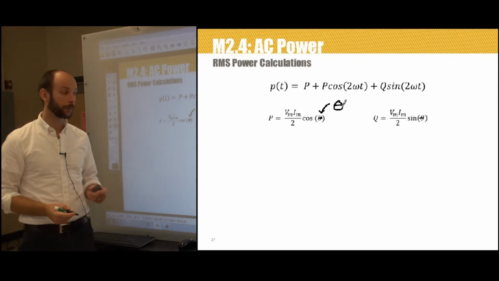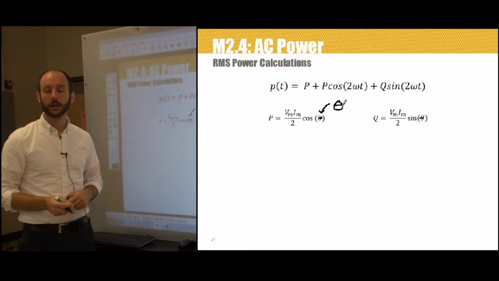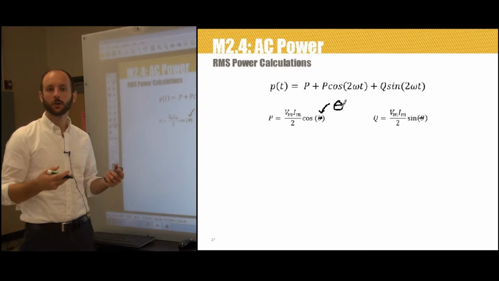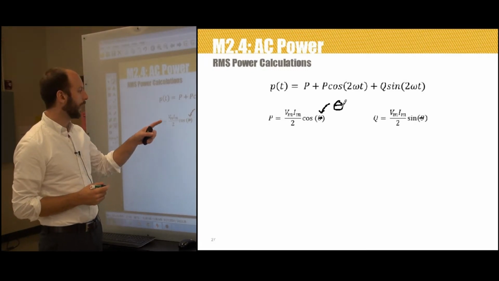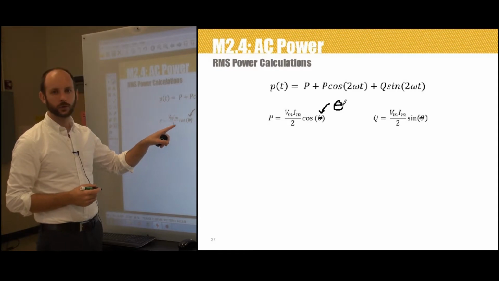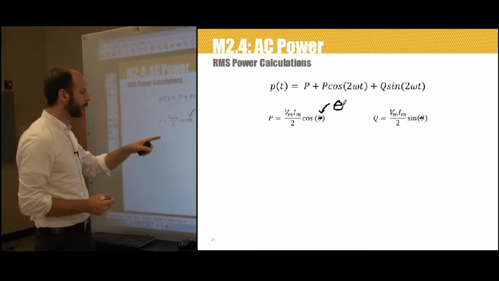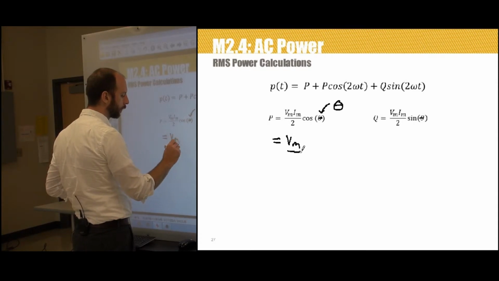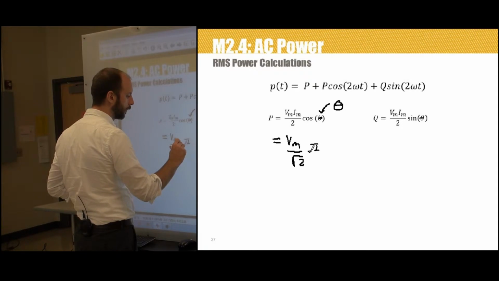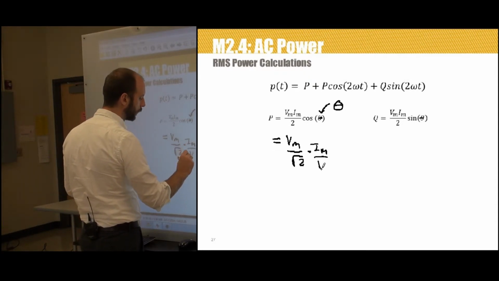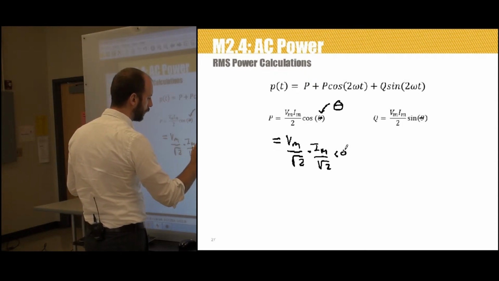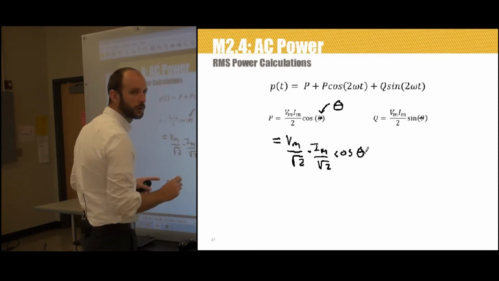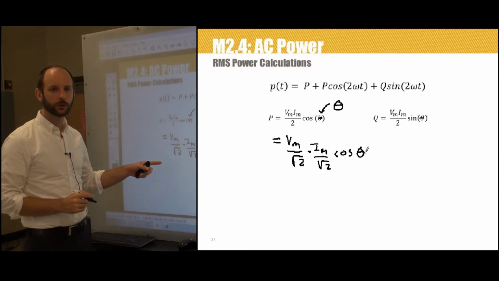So we're going to make a simple substitution into this equation, and it's going to reveal something that I find kind of enlightening. We've got the power V max I max over 2 cosine of theta. Simple substitution is going to be, let's do V max over radical 2 times I max over radical 2 cosine of theta, right? Very simple substitution.